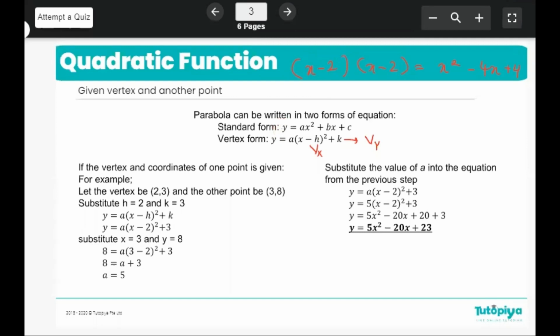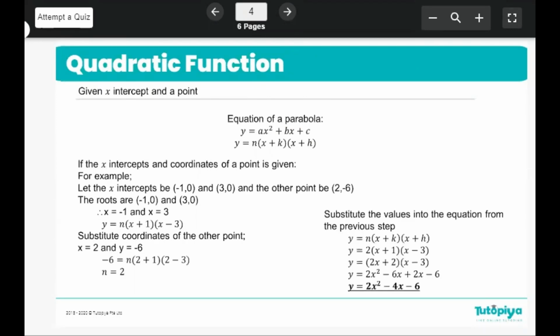The next example that we're going to discuss is in questions where we have been given the x-intercepts and a point. How would we be able to build up the equation of our quadratic function? Now, we already know that the equation of our quadratic function would always be in the format of y equals ax squared plus bx plus c. And I can factorize this to give me the equation y equals n(x plus k)(x plus h). Now, if we look at the example that they've given us here, they've let us know that the x-intercepts are (-1, 0) and (3, 0).